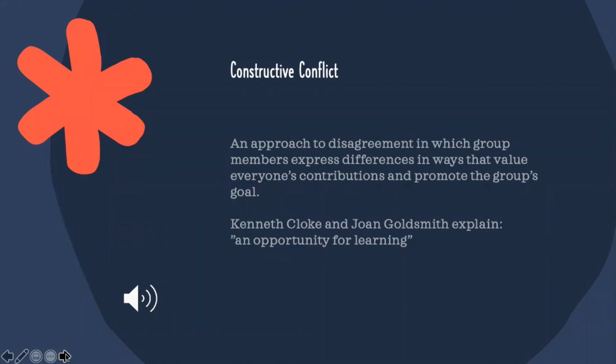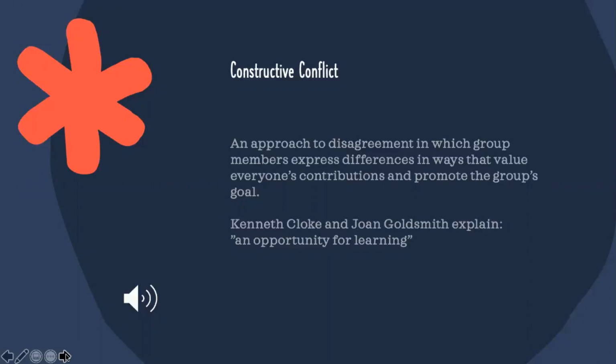So now that we have a few new terms under our belts, I'd like to move on into confirming some of the information having to do with constructive conflict. Within this approach, members tend to disagree with group members in ways that value everyone's contribution and promote the overall group goals.